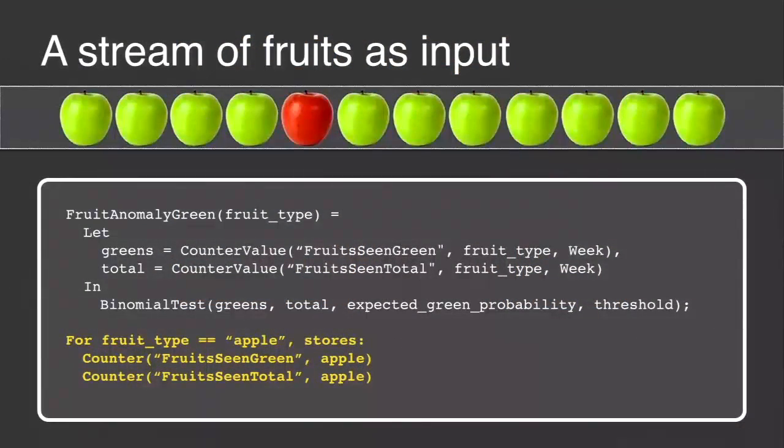Assume we have a stream of fruits as input. As we talked about before, in the counter-based system, we need to store two types of counters for anomaly, for example, on the color of the fruits. So as an example, on apples, we store two types of counters. One is the number of apples we've seen so far, and the other is the number of green apples we've seen so far. With the expected probability of seeing a green apple, we can do a binomial test and see if this batch of apples agrees with our expectation, and if this group of apples is good or not.